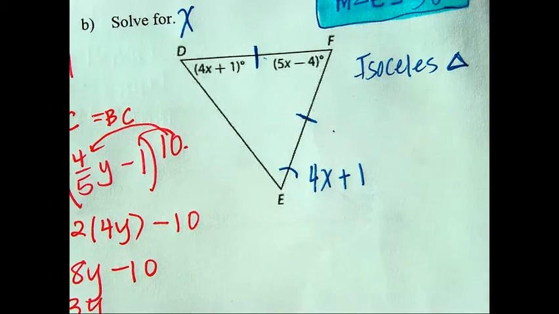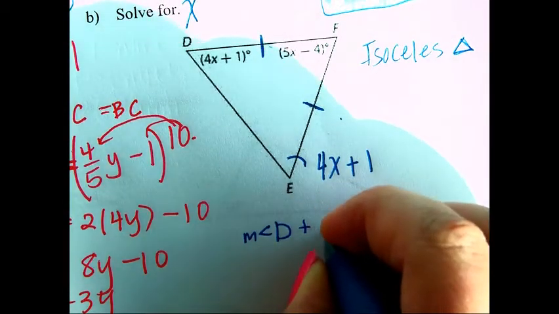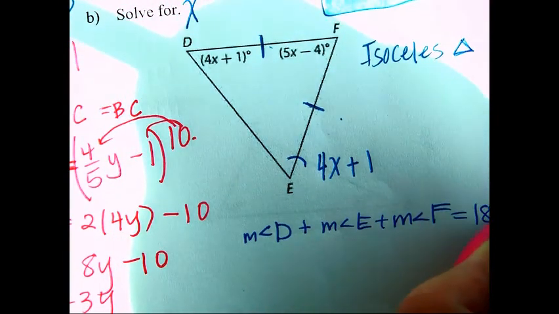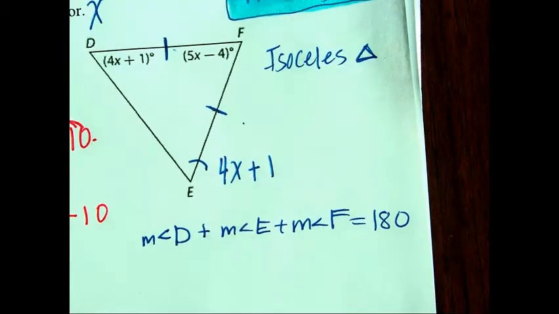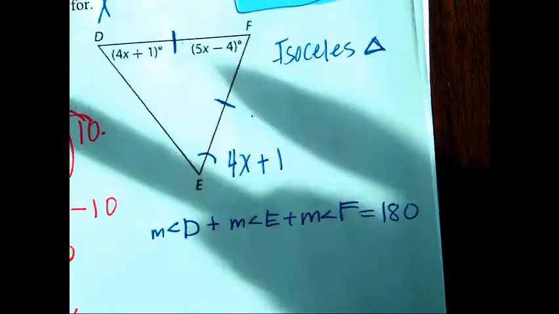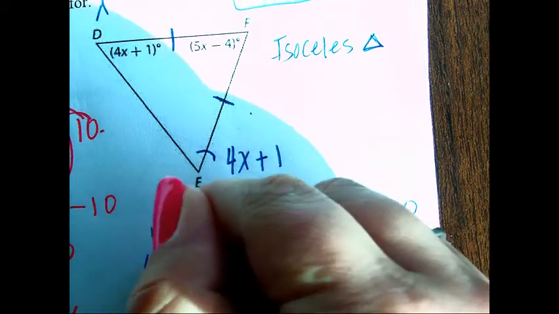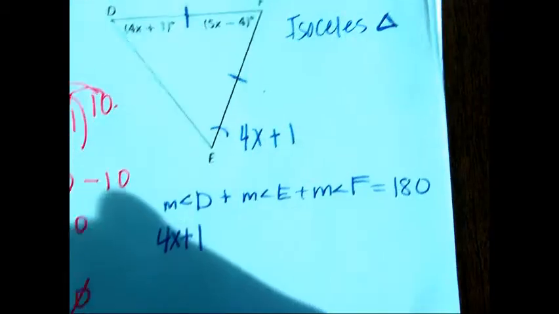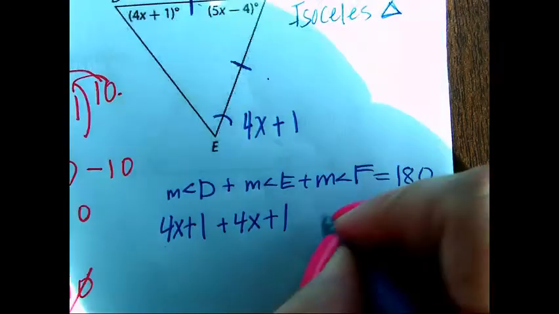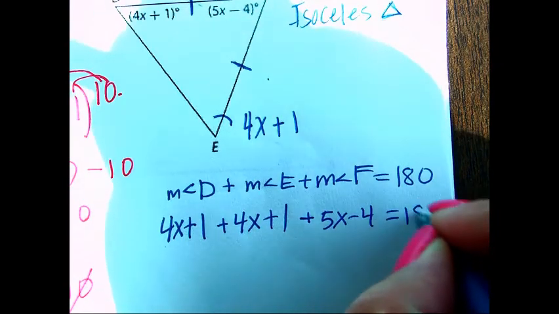Because we know when we add the three angles together, angle D plus the measure of angle E plus the measure of angle F, it equals 180 degrees. Because it's a triangle. We proved the triangle sum theorem on question number 1, that when we add the three angles together, it equals 180. So we have 4x plus 1 plus 4x plus 1 plus 5x minus 4 equals 180.